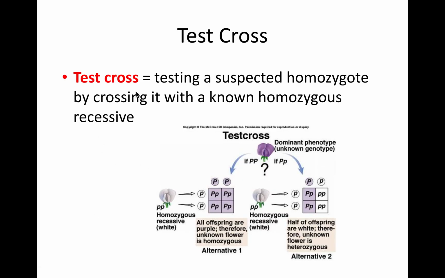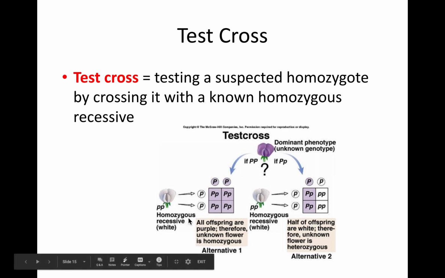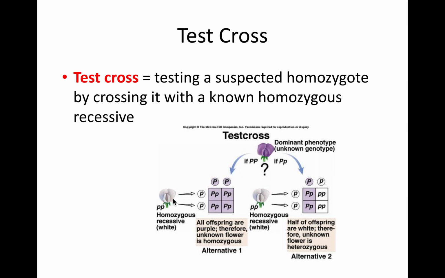When you hear the word test cross, this means you're testing a suspected homozygote by crossing it with a known homozygous recessive. If we know something has the recessive trait, like this white flower, it cannot be white unless it had both recessive alleles. So we call this homozygous recessive. So you would take this and cross it with a flower that you are unsure about. You're trying to figure out if it's homozygous dominant or heterozygous. So you're trying to figure that out.